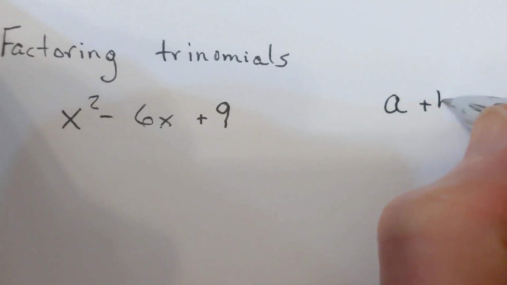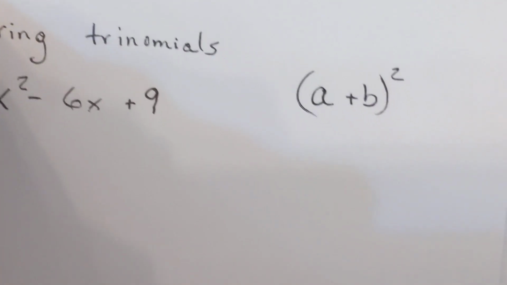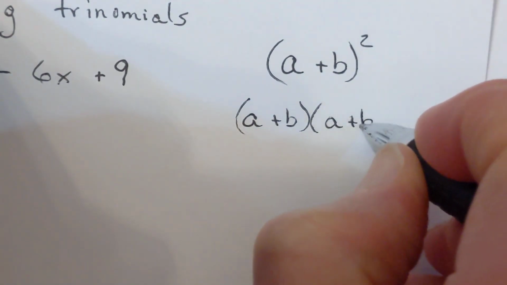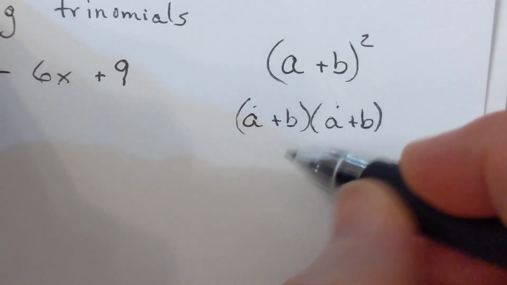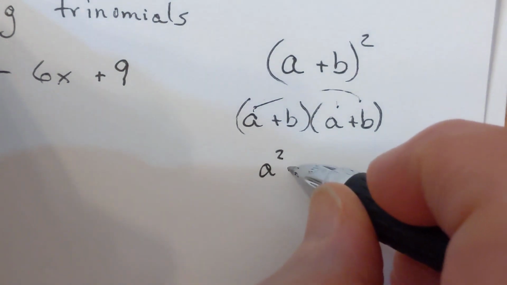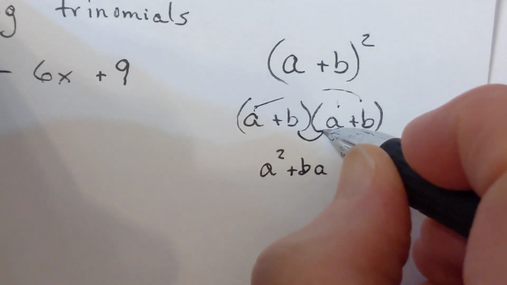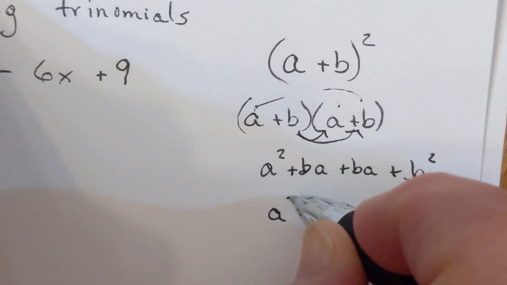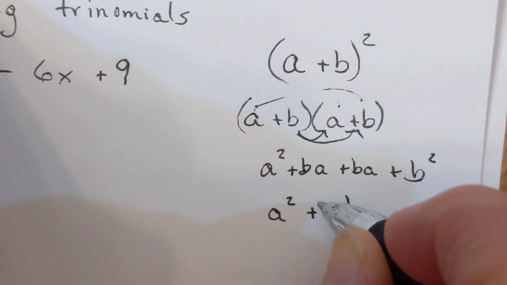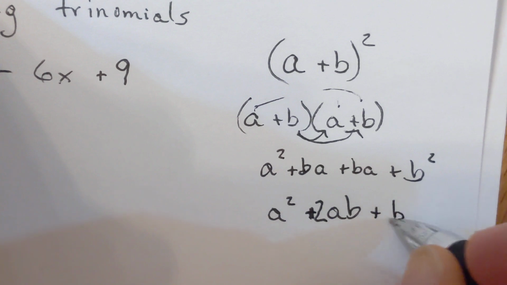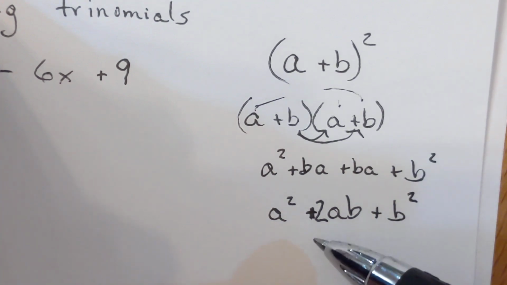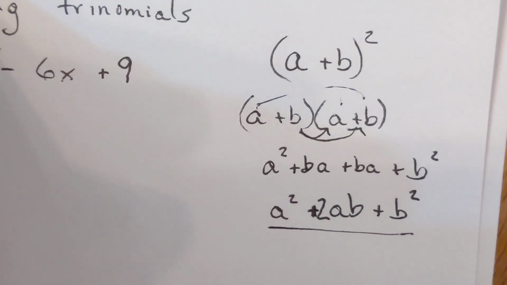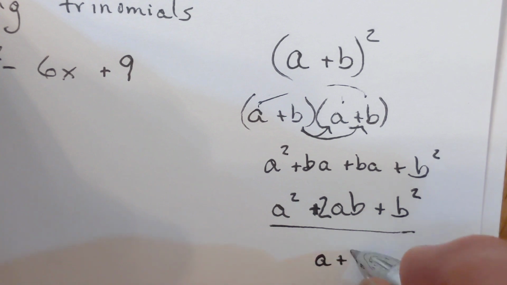If I have (a plus b) squared, I can expand that out. I do that by writing it down twice, because that's what squared is. Then I do a times a, get a squared, a times b, b times a, and b times b. Then I get a squared plus 2ab plus b squared. This is a perfect square trinomial because it factors back into a binomial squared.